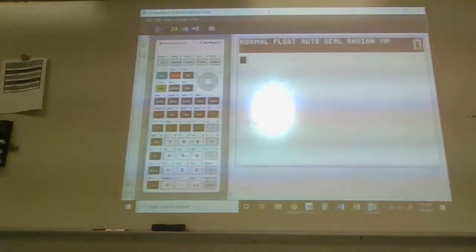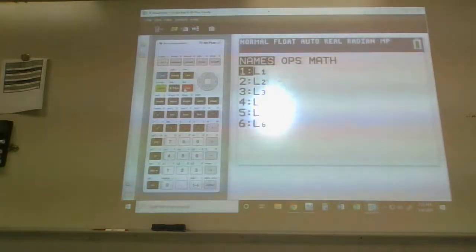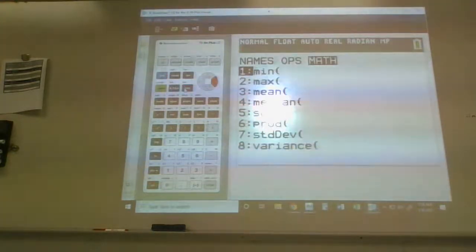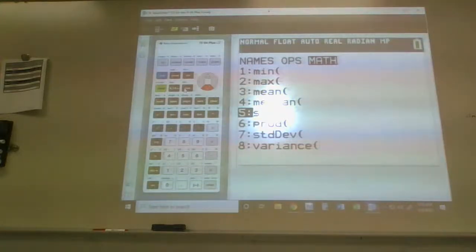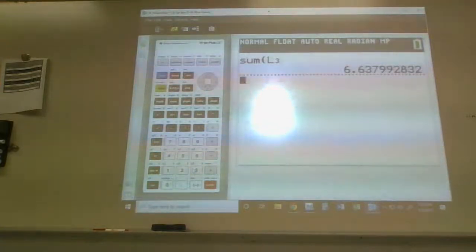Doesn't matter. Once I'm down here, I'm going to hit second list, and it is going to bring me over to math. It's going to bring me down to sum, and I need to sum all of L3. Second 3. That is my chi-squared test statistic. This is how you can do it by hand, if you don't have a goodness of fit test on the calculator.